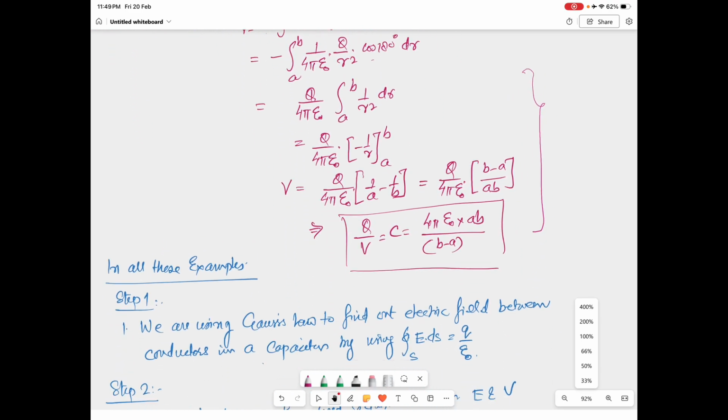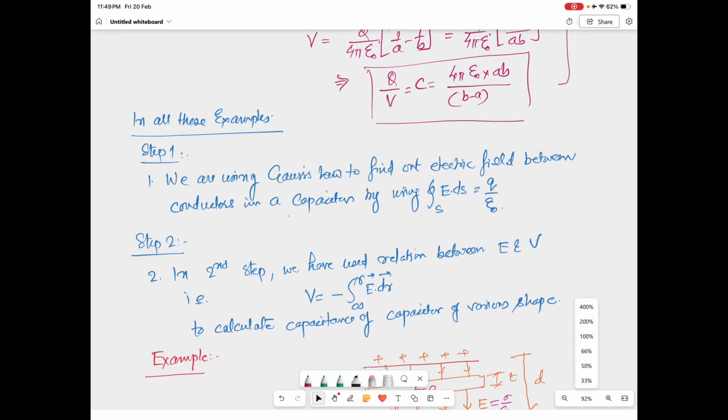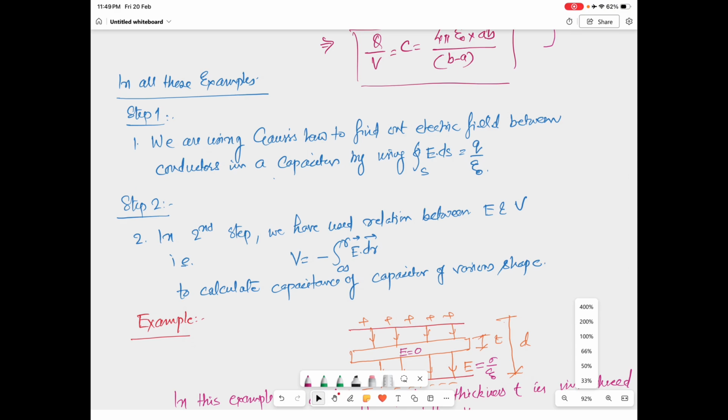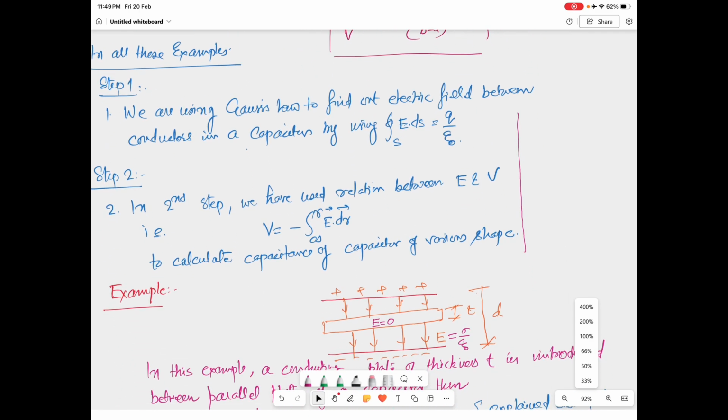Hope that by using mathematics and the fundamentals of physics, you can now find the capacitance of various capacitors. The idea is to explain that there are two steps involved which you must understand, because there may be questions of different types. First we use Gauss's law to find the electric field in between the two conductors. Once we have found the electric field, then we use the relation of electric potential and electric field to find the capacitance. So these are the two steps we have to follow for solving any question. Fundamentally, these are the steps involved.